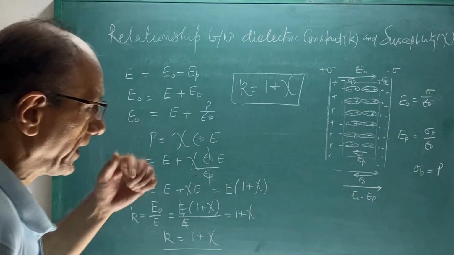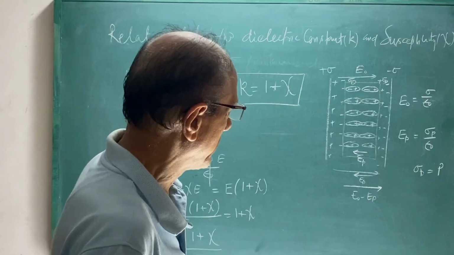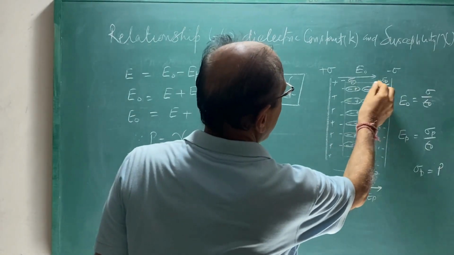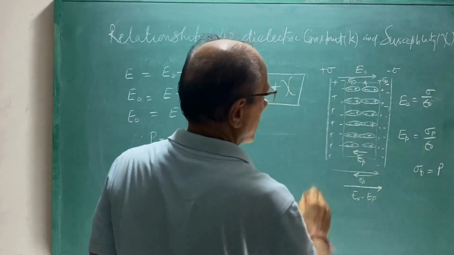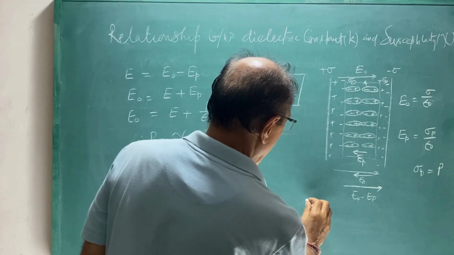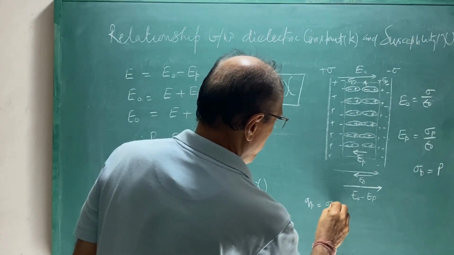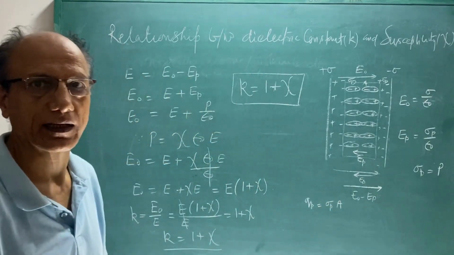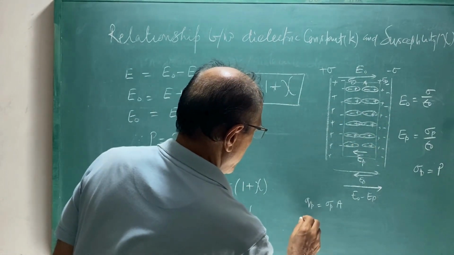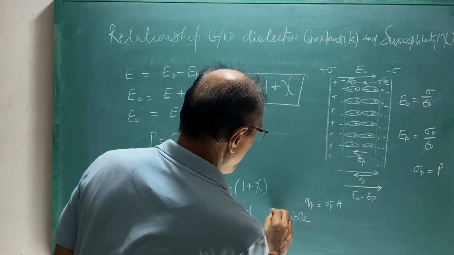Now let us explain how sigma P is equal to P, or P is equal to sigma P. Suppose this dielectric has the area A, then the charge induced will be equal to sigma P into A, and the dipole moment, that is the induced dipole moment.